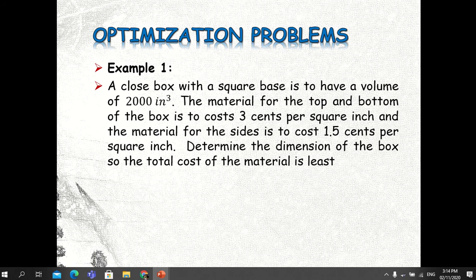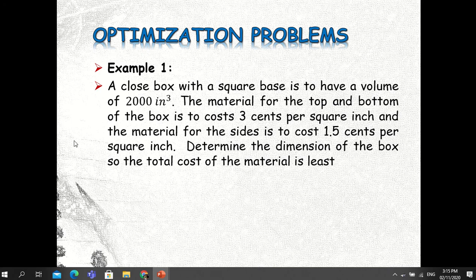So this is the problem that I have shown you last time. We have a closed box with a square base that is to have a volume of 2000 cubic inches. The material for the top and bottom of the box is to cost 3 cents per square inch, and the material for the sides is to cost 1.5 cents per square inch. Determine the dimensions of the box so the total cost of the material is least.